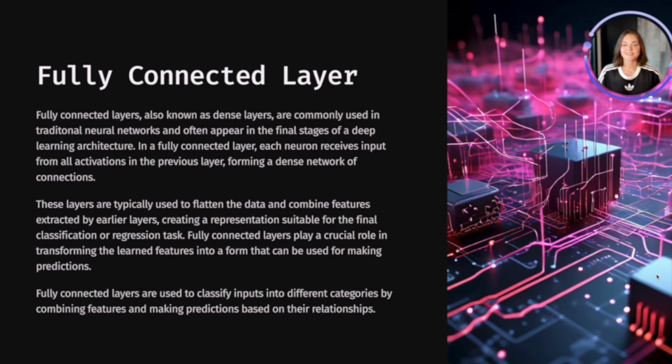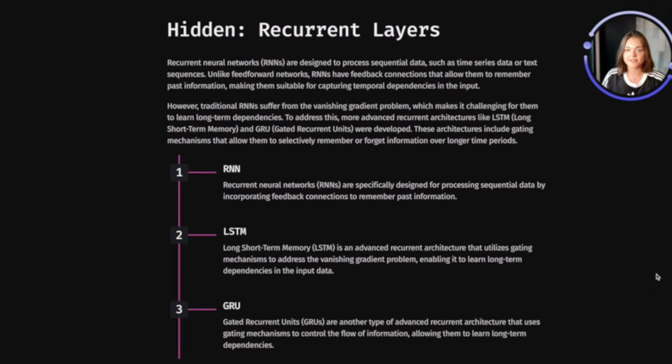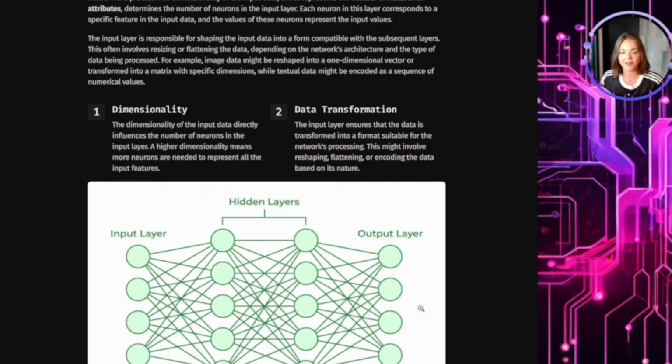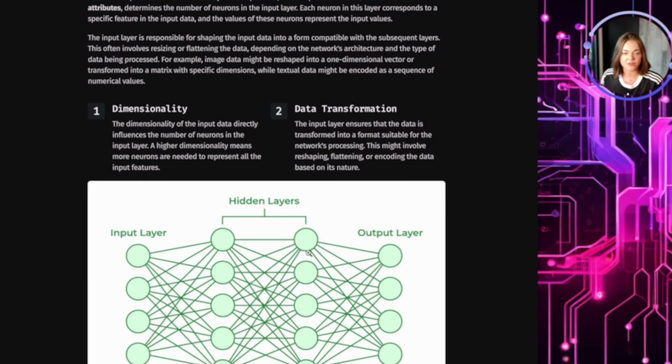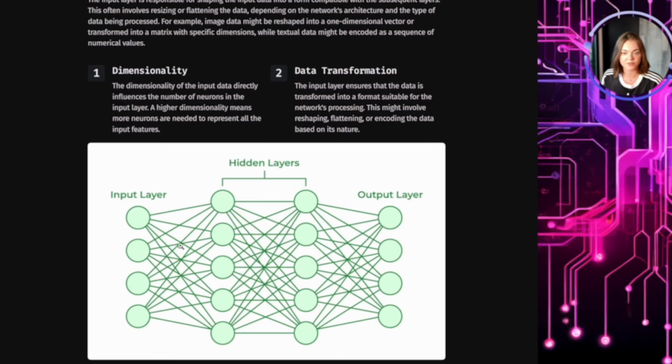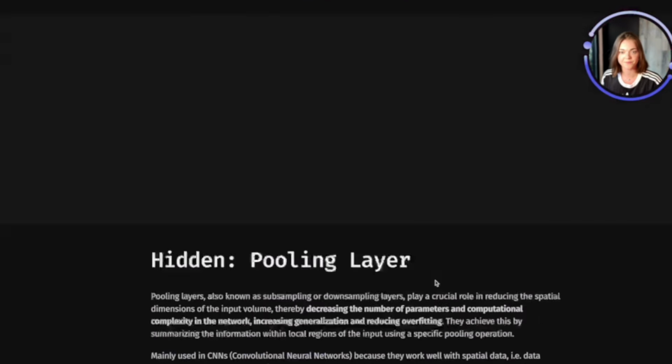We have a fully connected layer, which is also known as a dense layer, and those tend to appear in the final stages of deep learning architecture. So they are right before the output or are the output. In the fully connected layer, each neuron receives input from everything in the previous layer. So all the neurons in the previous layer, everything is fully connected, like in this image. Let's go all the way back. See, this is fully connected. So every neuron is fully connected to everyone before it. So these are all fully connected layers.